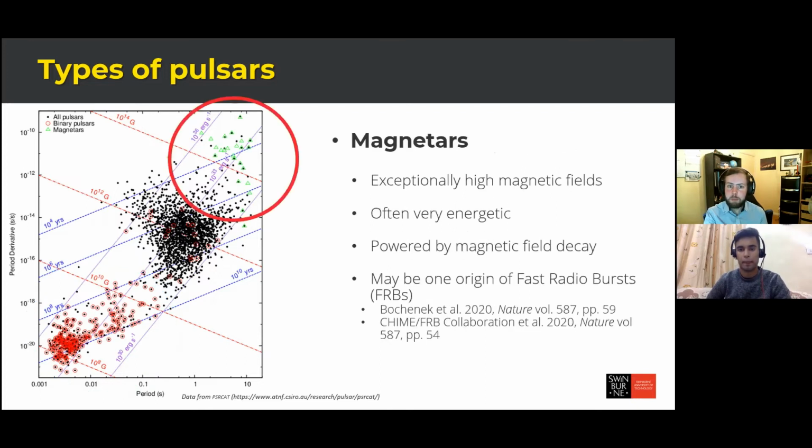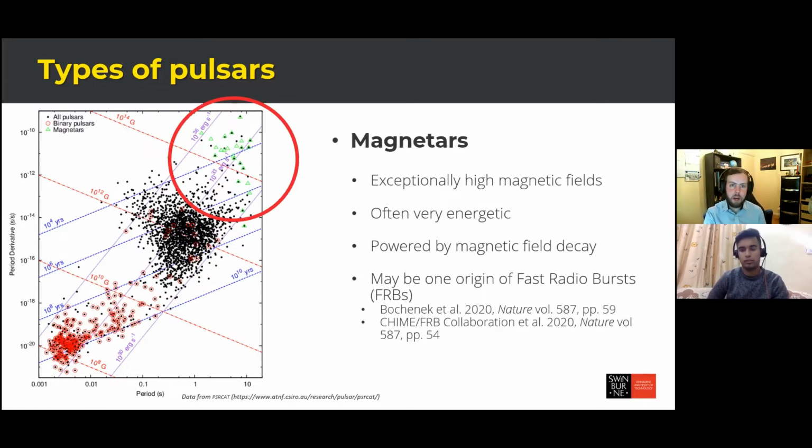One other type of pulsars are the magnetars. Now, not every magnetar is a pulsar, but some of them are. They don't all emit in the radio, and normally pulsars are considered to have radio emission. They're up at the top right of the diagram. They're indicated with these green triangles. And what makes magnetars distinct is they have exceptionally high magnetic fields.